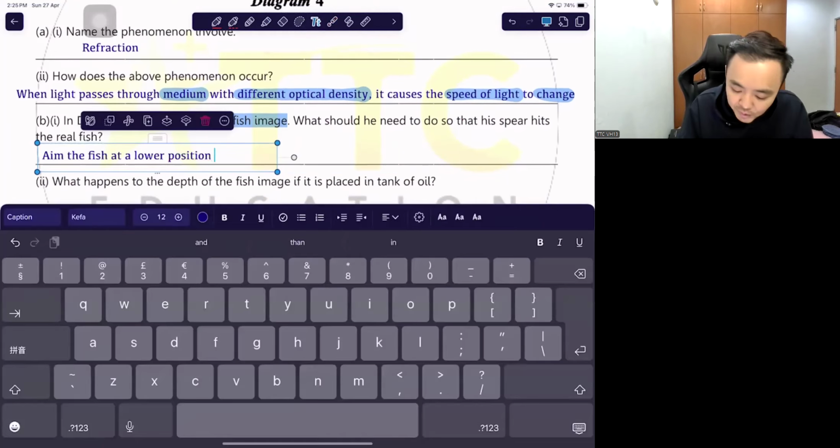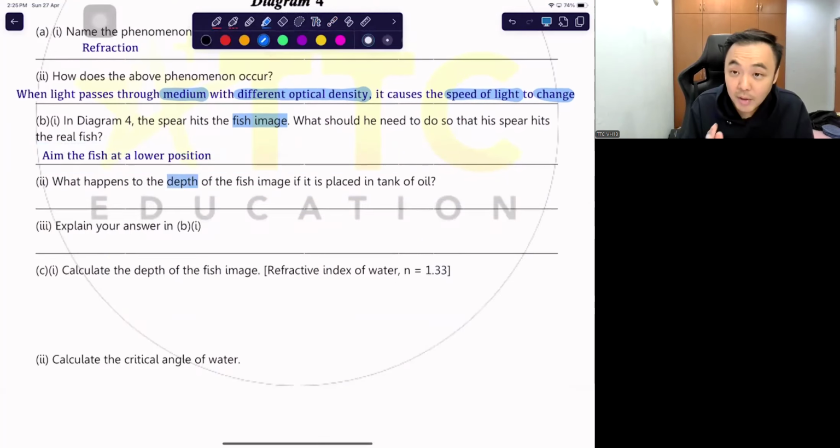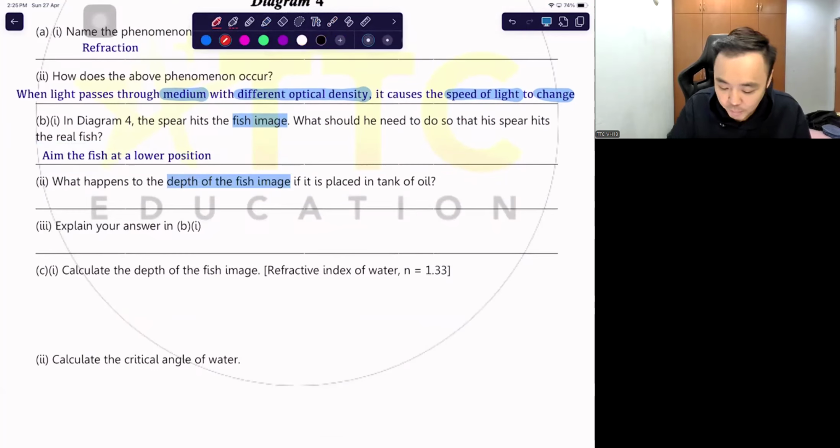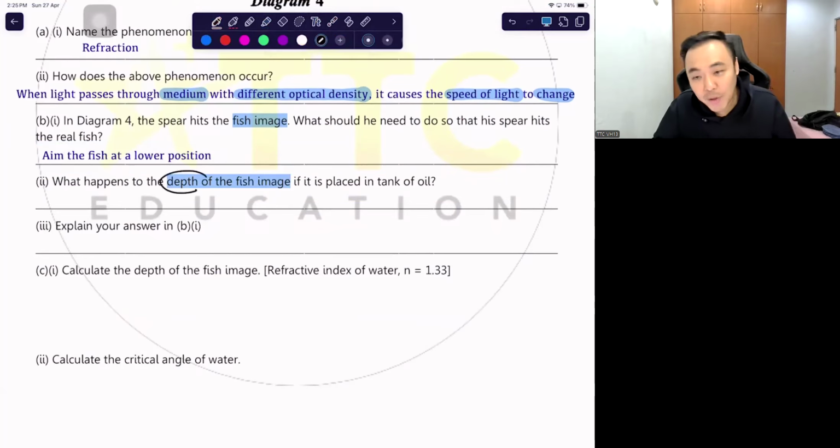Next one. What happened to the depth of the fish image? Now, they want the fish image. Okay, guys, do you remember we mentioned depth before? In these chapters, you have two depths, right? You have the real depth and then you have the apparent depth. Recall this?